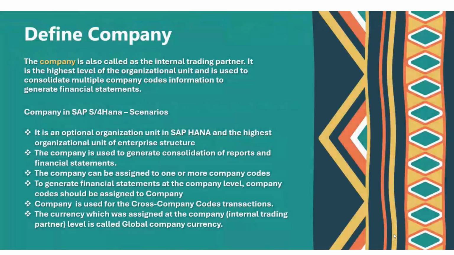Okay, but why do we need a company in SAP? Well, if you are looking to generate the consolidated financial statements, reports that give you a complete financial picture of your entire business, a company is key. It allows you to bring together the data from various company codes. It also supports cross-company code transactions and ensures consistency in the financial reporting. The currency you assign at this level is called the global company currency, which is crucial for the business operating internationally.